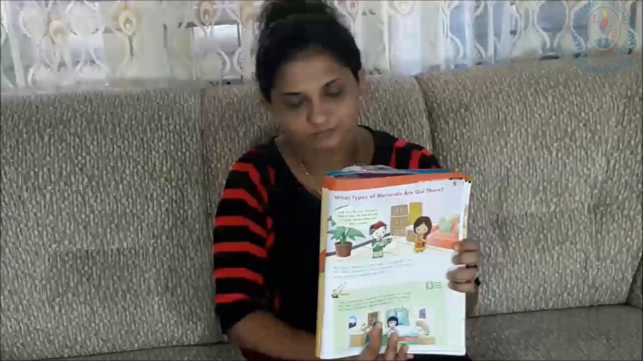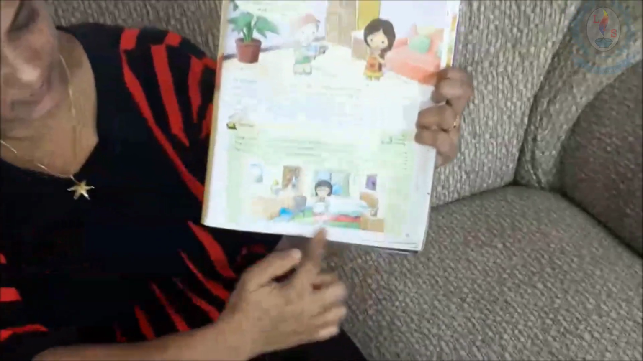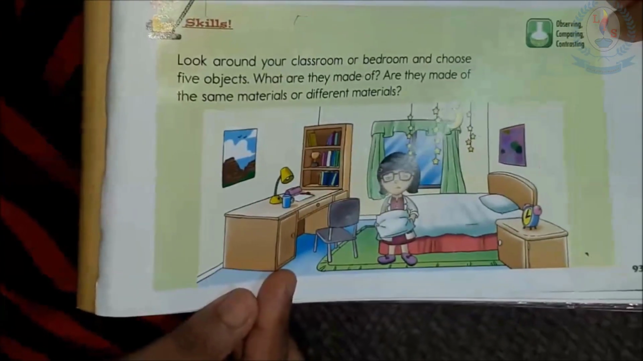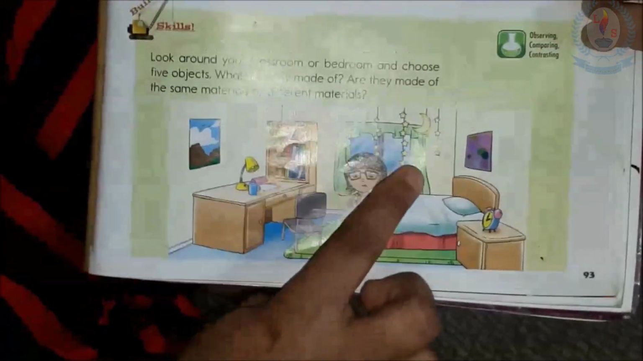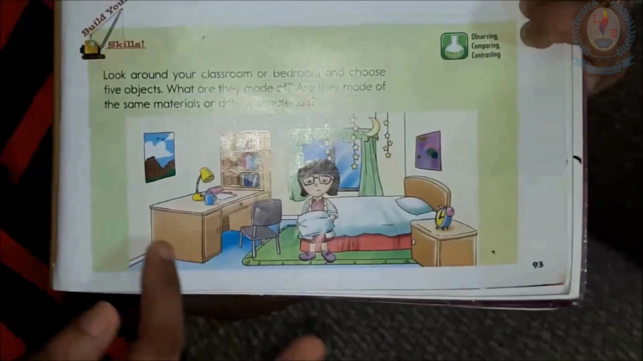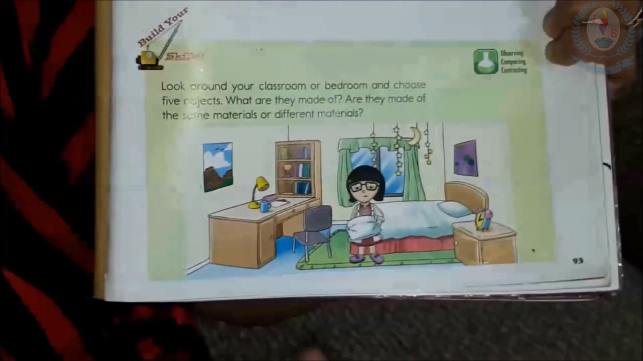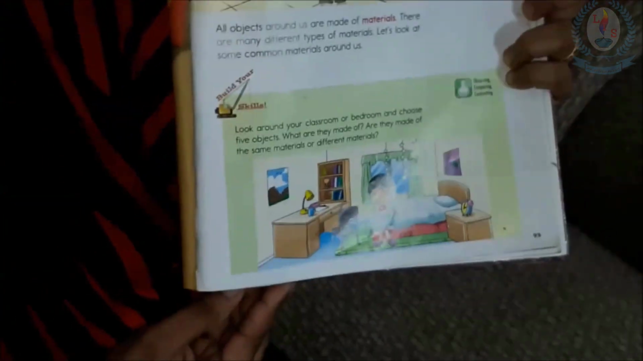Look at this picture. It's a bedroom. You can see there are so many objects in this room. What are the materials used to make these objects? Curtain, fabric. Window, glass and wood. Desk, wood. So, you do this activity at your home. Think about your bedroom and find the materials which are used to make the objects. There may be some objects that are made using more than one material.